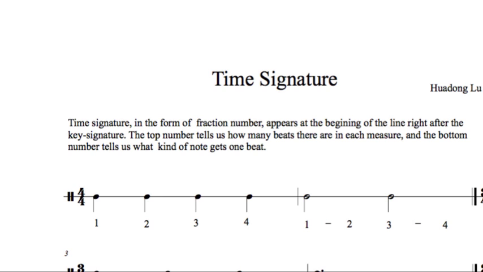Let's take a look at the first example, 4/4 time. 4/4 time means there are 4 beats in each measure. The bottom number tells us what kind of note gets one count. In this case, number 4 means quarter note.